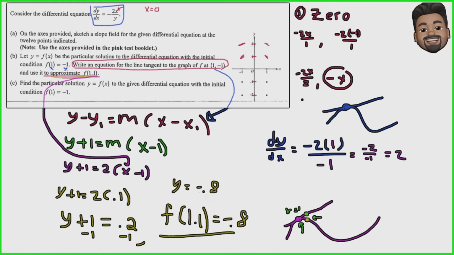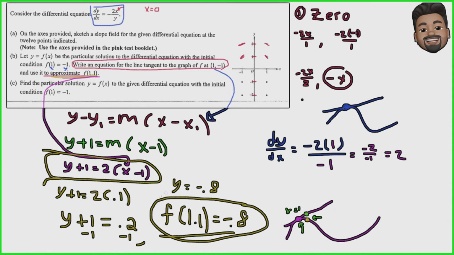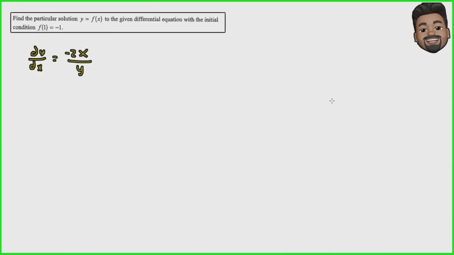And there is my value for part B. I did the two parts. I wrote the equation of the tangent line right here, and we figured out what f of 1.1 is, which is right here. Again, I'm boxing them. You never want to box anything on the AP exam. And then we got the slope field. Awesome. Let's go ahead and go on to part C.